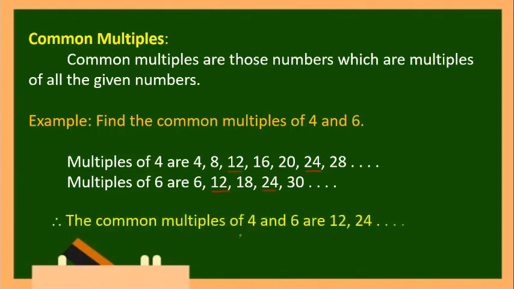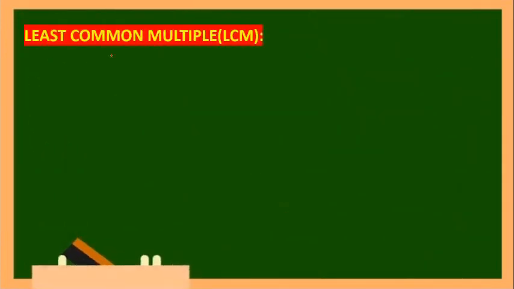So what are the common multiples of 4 and 6? 12, 24 and so on. So these are called common multiples. Clear? Okay.